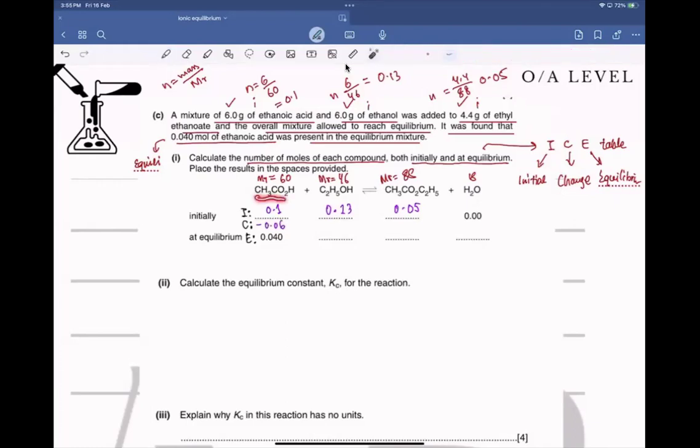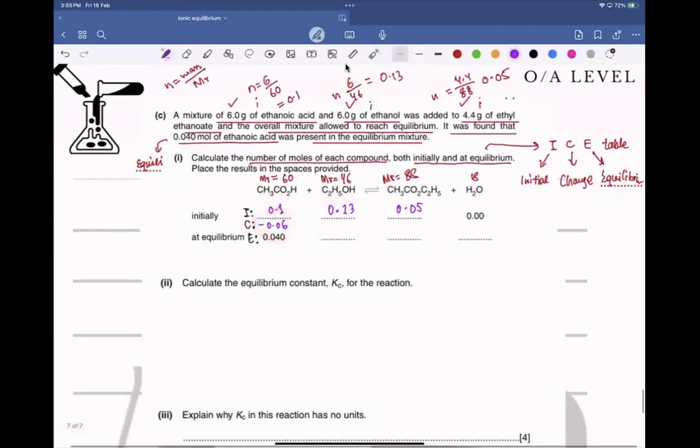Now, what is the mole ratio between these two? Is it 1:1? Yes, sir. So if the change over here is 0.06, then the other reactant is also decreased by 0.06. When I subtract these two values, I will get the moles of alcohol at equilibrium. Is this clear? Yes, sir. So what is the mole ratio between these two? 1:1.